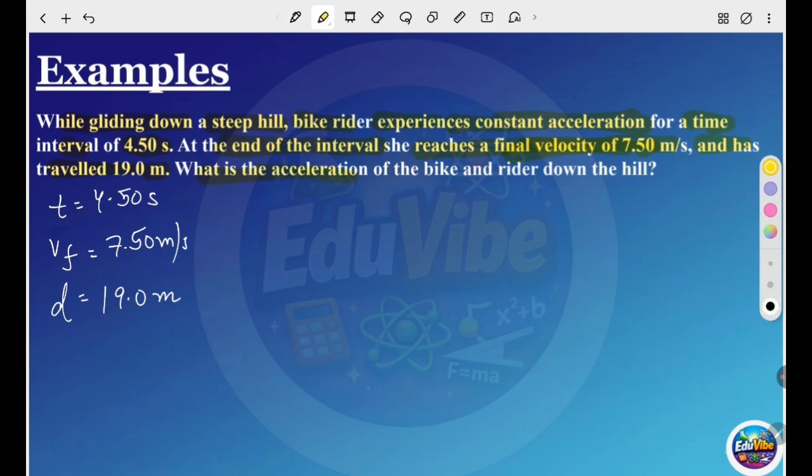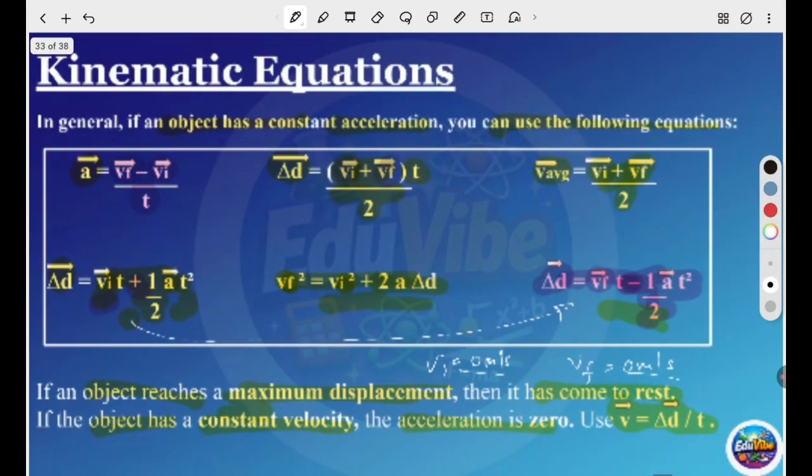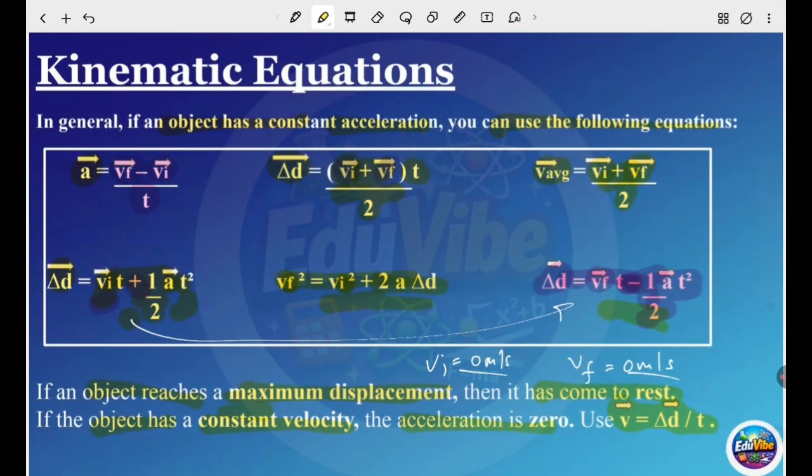We have to find the acceleration of the bike rider down the hill. They go down the hill, and what's the acceleration for this? So you have to find the acceleration vector. What formula do you have to use? You have time, you have final velocity, you have distance, and you have to find acceleration. Which is the best formula to use?